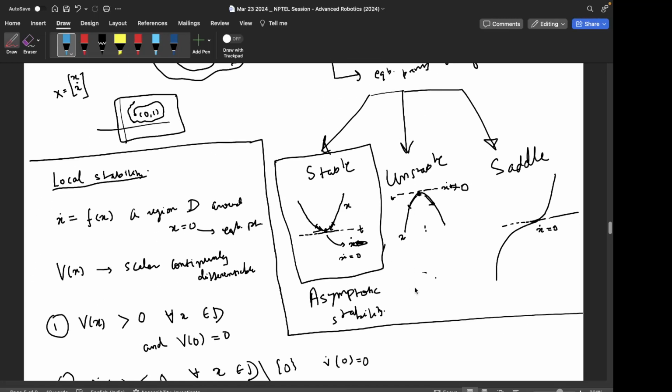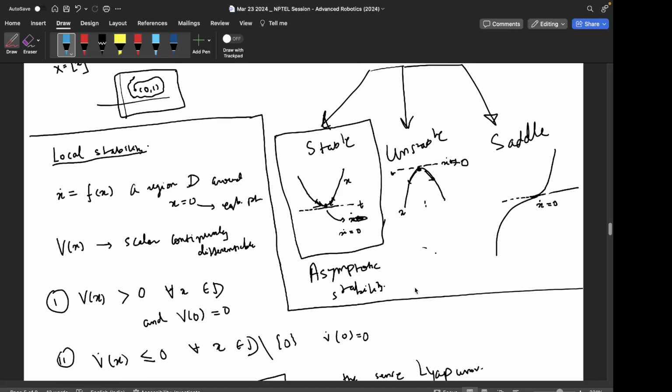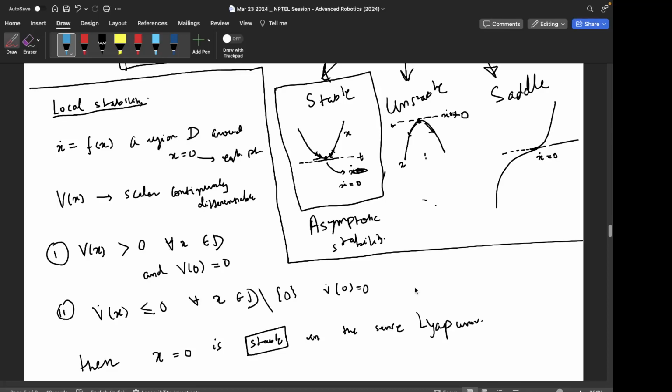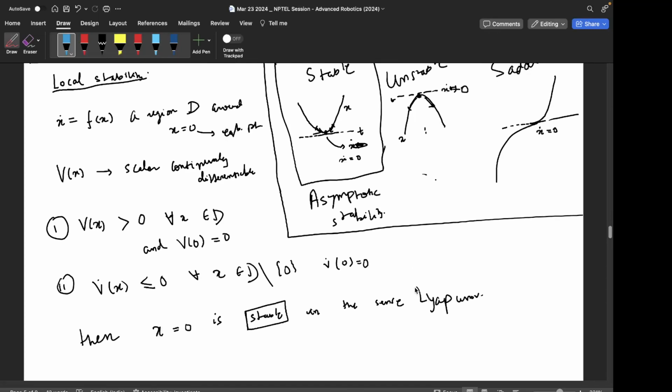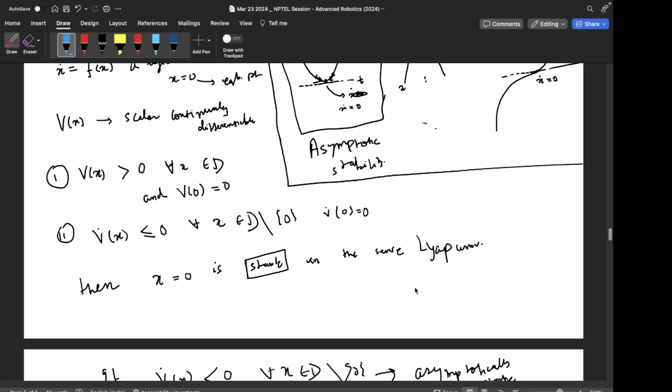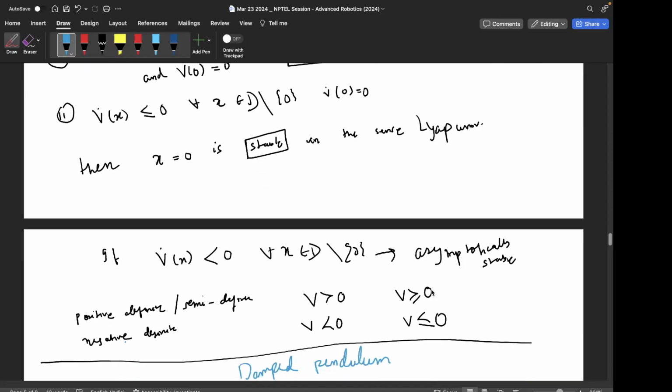So in Lyapunov stability, we propose a function, the Lyapunov function, which satisfies certain criteria. It is positive definite in the entire region, it is 0 at the origin. And if the derivative of the Lyapunov function is negative semi-definite, then the system is called stable. And if it is strictly less than 0, that is if it is negative definite, then we can say that the system is asymptotically stable, right?